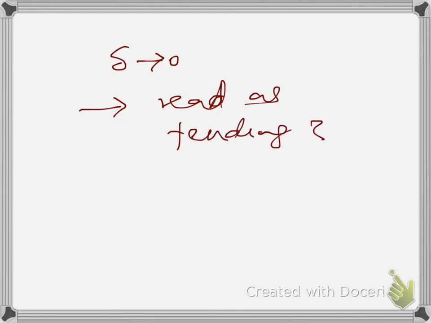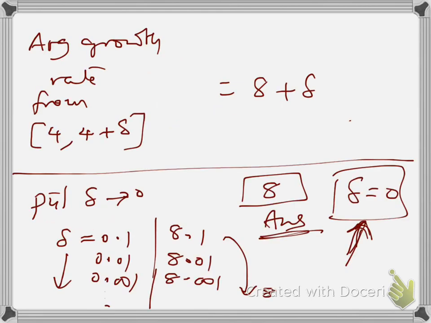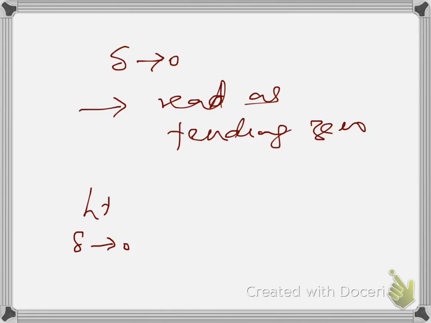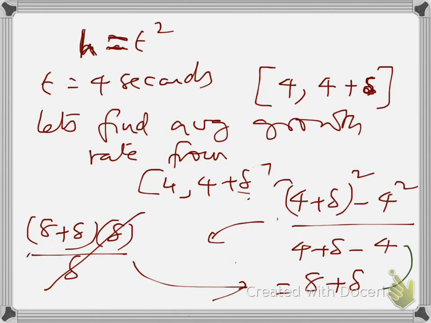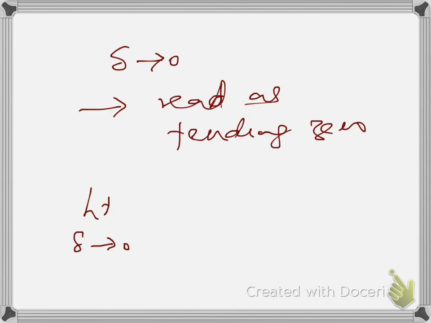So how do we write this? Ultimately we are putting delta tending to 0. This arrow is read as tending to. It means delta is not 0, it is going closer and closer to 0. So we write it like this: limit delta tends to 0. Delta is going to 0. What is the expression? Change in height by change in time, so 8 plus delta into delta by delta. In the limit delta goes to 0, delta is not equal to 0, it is going closer to 0.